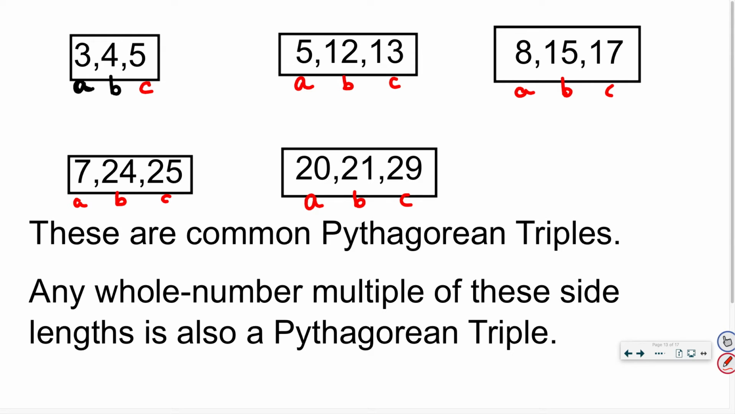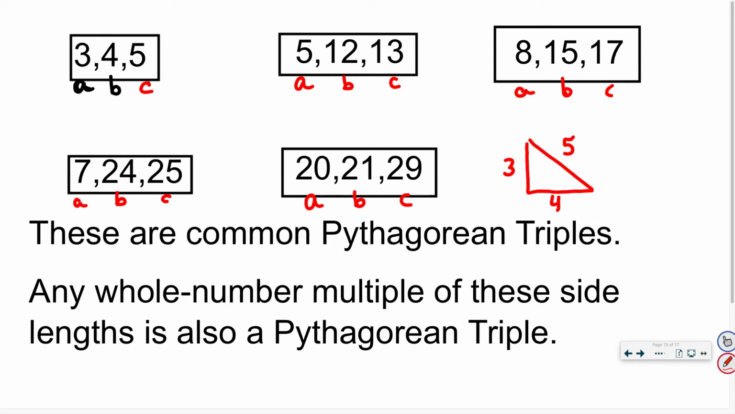And what we notice when we utilize these Pythagorean triples is that any whole number multiple of those side lengths is also a Pythagorean triple. For example, if I have a small triangle and its sides are 3, 4, and 5. 3 squared is 9. 4 squared is 16. Those together are 25, and the square root of 25 is 5. So that's not irrational. That hypotenuse is a whole number.